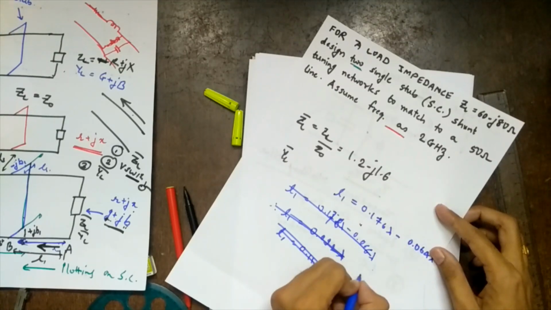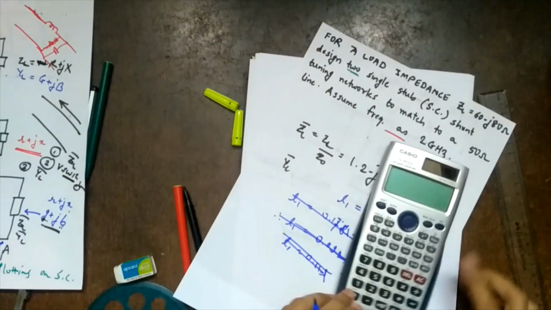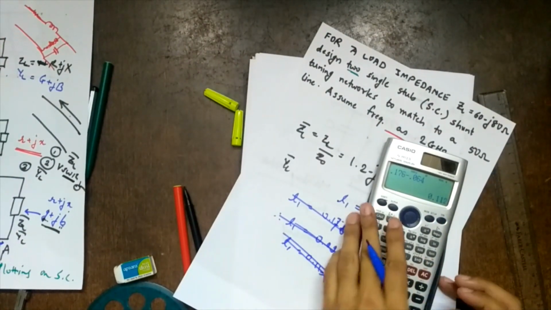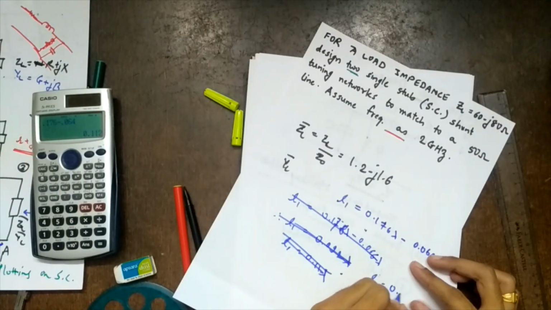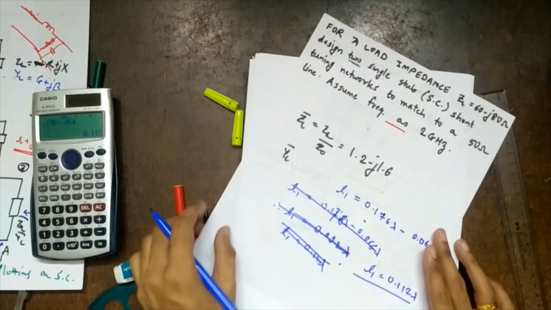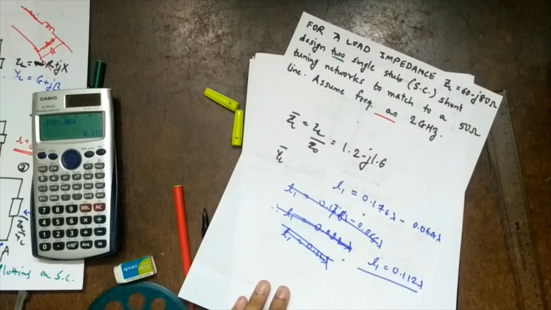0.064 lambda. So L1 equals 0.176 minus 0.064, which is 0.112 lambda. The reference book has 0.110 lambda, and we have got 0.112 lambda. This much difference is okay. It is not an issue.